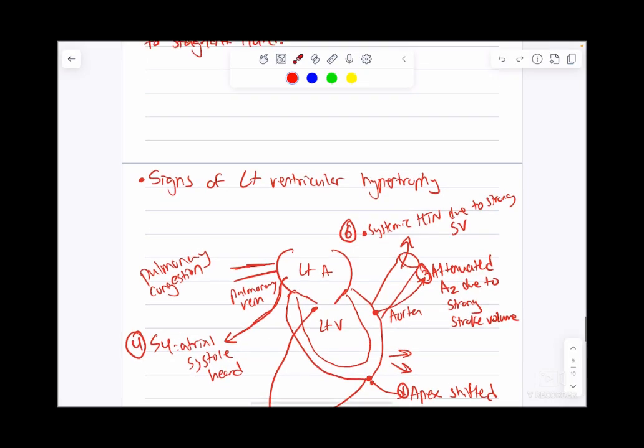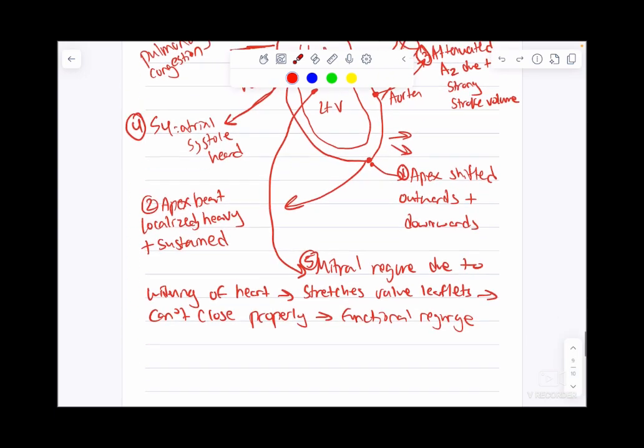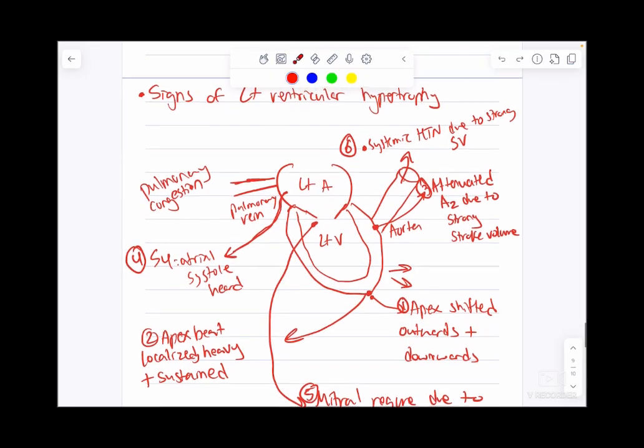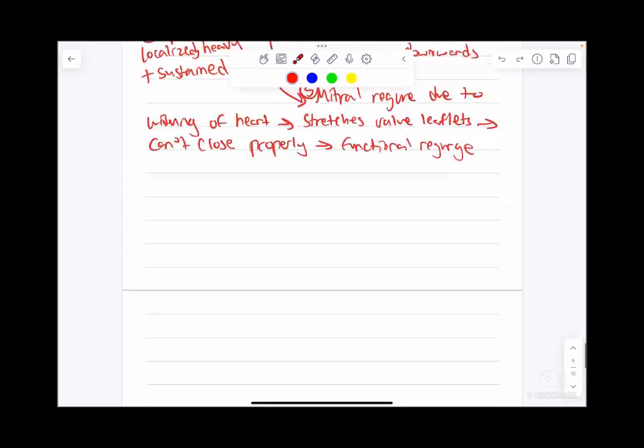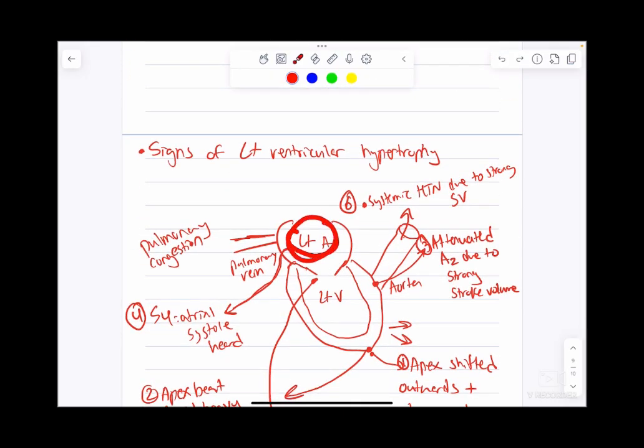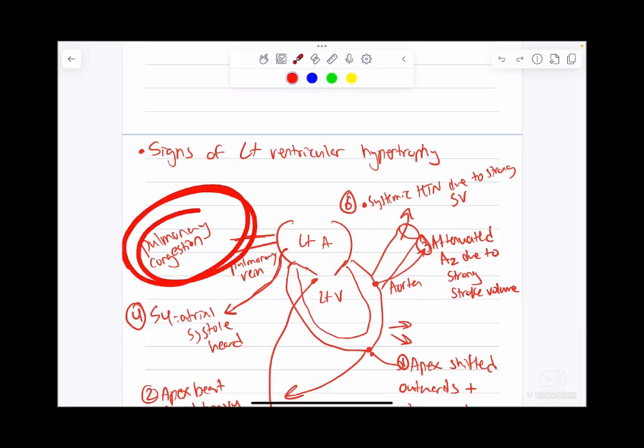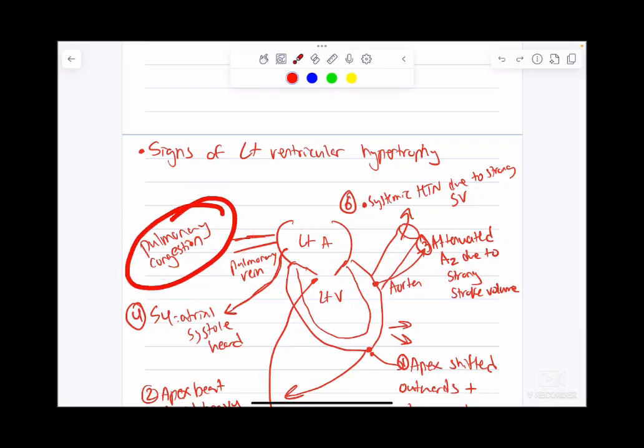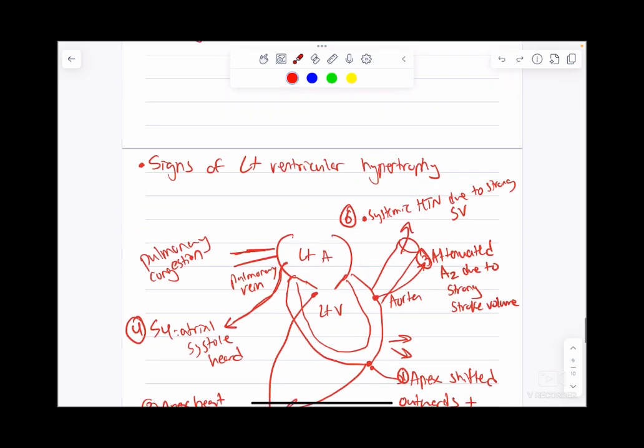Let's see. Number six is systemic hypertension, basically due to the strong stroke volume. So this ventricle is hypertrophied and pumps out the blood with great force, which is going to cause hypertension. Very dangerous. And like we said, due to stagnation of blood in the lungs, symptoms of pulmonary congestion may be present.